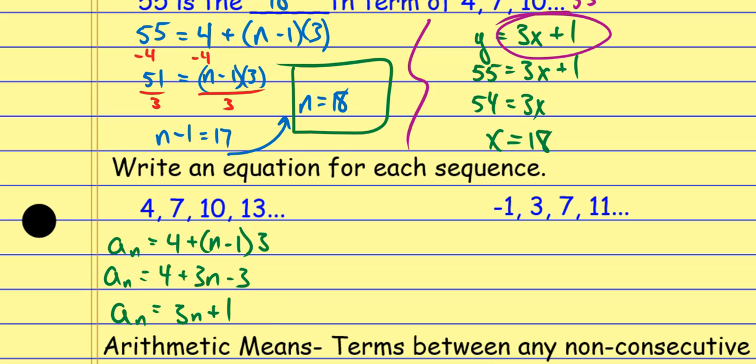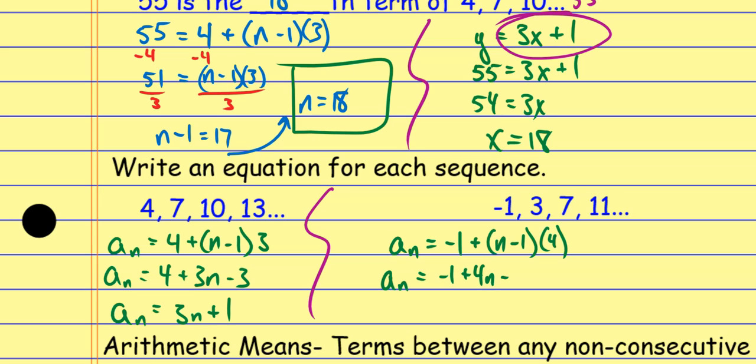If I look at the next one, same kind of thing. There are two approaches to this. I could look at it and say, okay, well, a sub n equals a sub 1, which is a negative 1, plus n minus 1 times d. d this time is 4. I'm adding a 4 each time. And so now it's distribute, combine like terms.